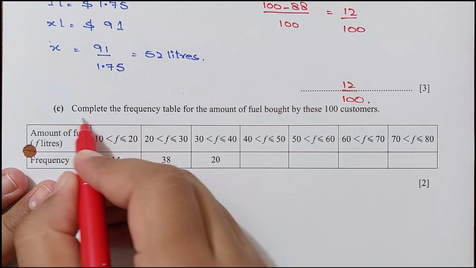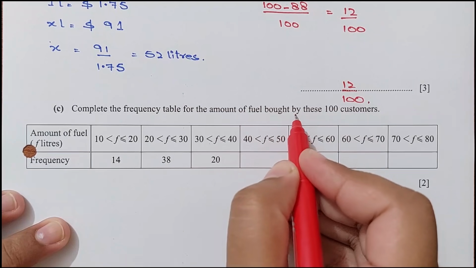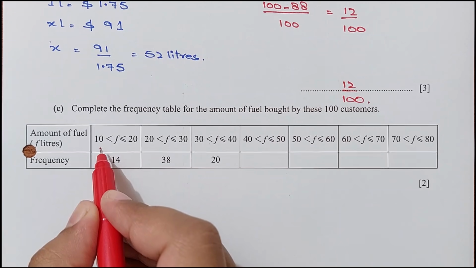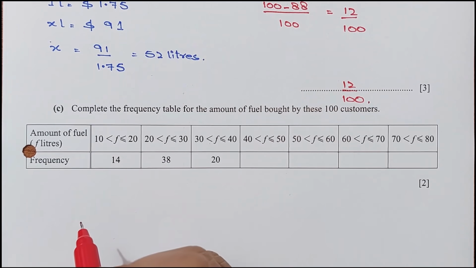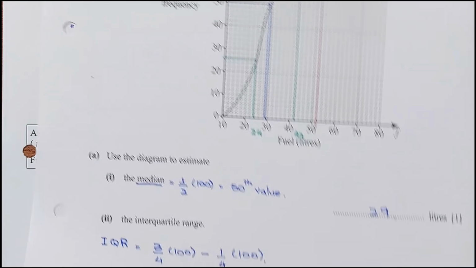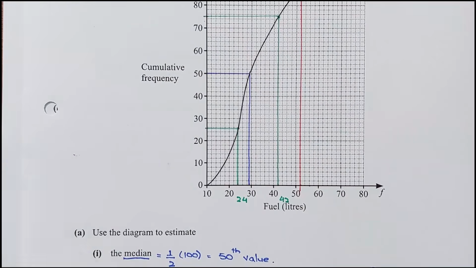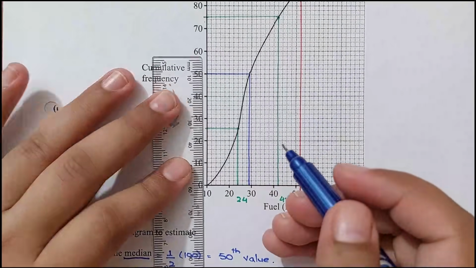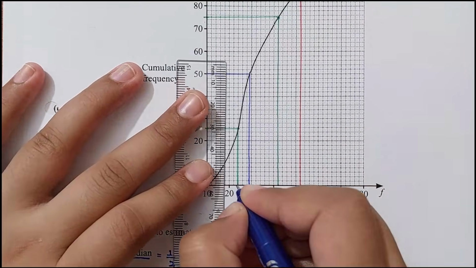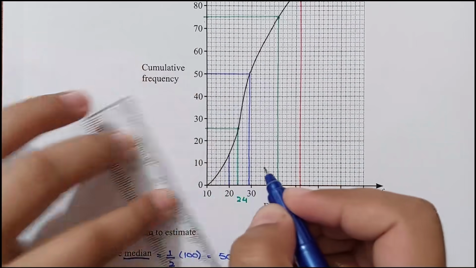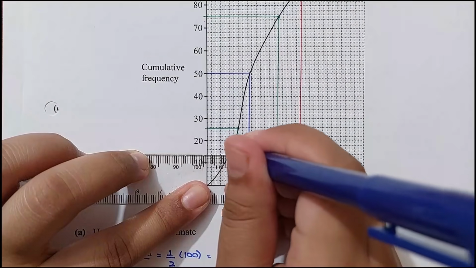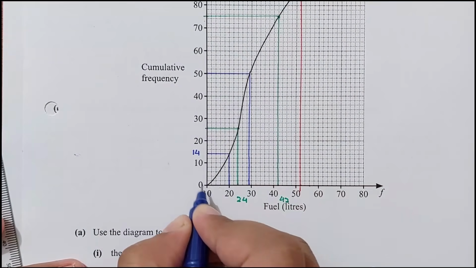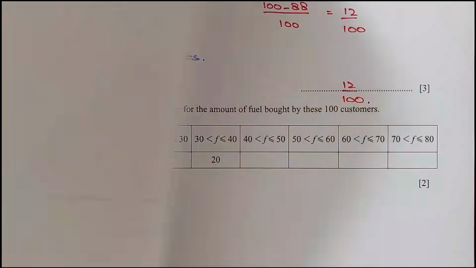You can convert it into simplest form as well. Now for part C, complete the frequency table for the amount of fuel bought by these 100 customers. Amount of fuel, F liters, and the frequency. So the fuel is between 0 and 10, the frequency is 14 we have been given, right? Sorry, between 10 and 20. This is 10 and this is 20. Corresponding to 20, this is 14. Yes. So the difference between 0 and 14 is just 14.